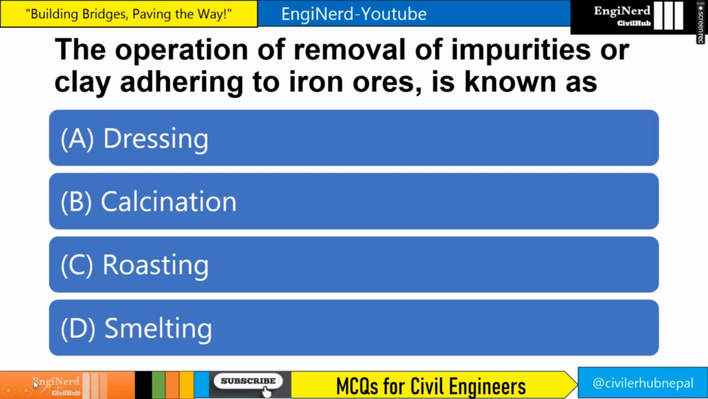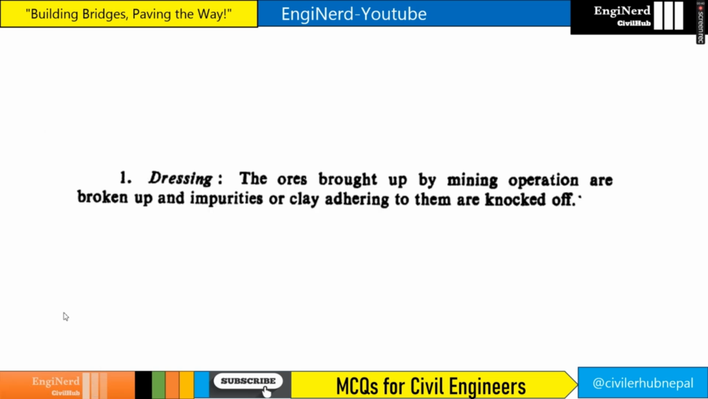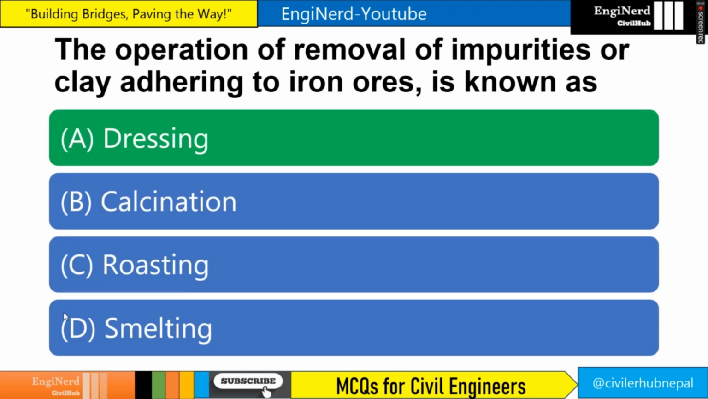The operation of removal of impurities or clay adhering to the iron ores is known as dressing. See here, in the dressing, the ores brought about by a mining operation are broken up and impurities or clay adhering to them are knocked off.